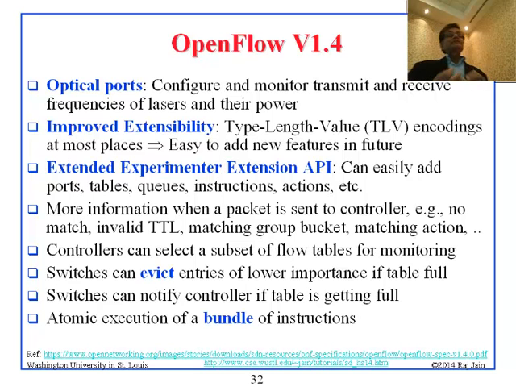Now, atomic means that you do the whole bundle or you don't do any of those. So you do all 4 instructions or do 0 instructions. You don't do 2 and then halfway you're stuck. So atomic execution is added in this version. Any questions about any of this?